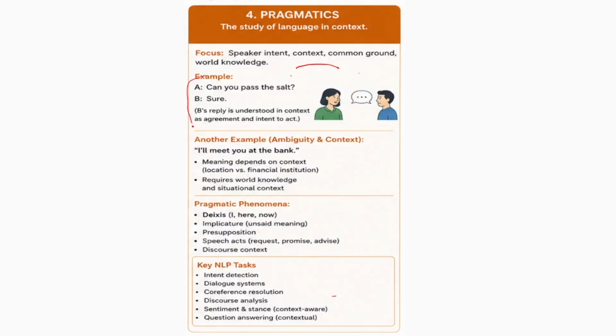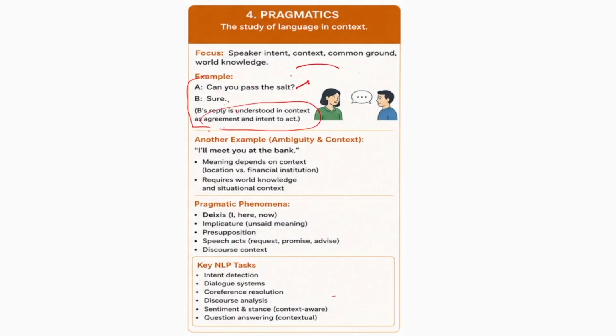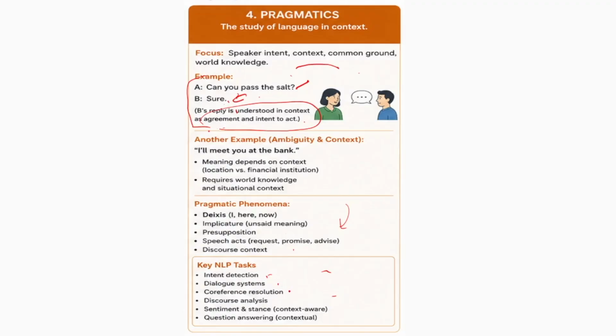Another example that we have given here is, can you pass the salt? And the reply is understood in the context as agreement and intent to act. So this is actually what it means according to these two statements. One person says, can you pass the salt? And the second says, yes, sure. So this is the meaning with which we understand. Another example is I will meet you at the bank, the same thing I specified before. The third is the pragmatic phenomena, where there are presuppositions, speech act or discourse. And the NLP task applications with respect to pragmatics are intent, dialogue, and co-reference resolution.